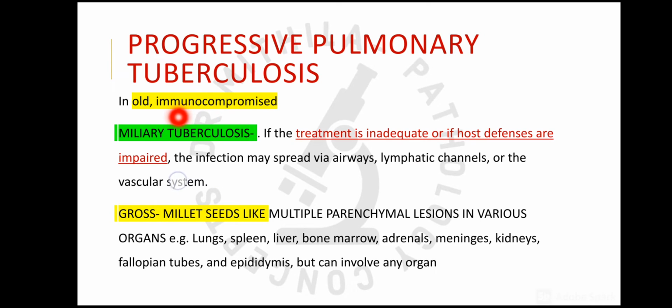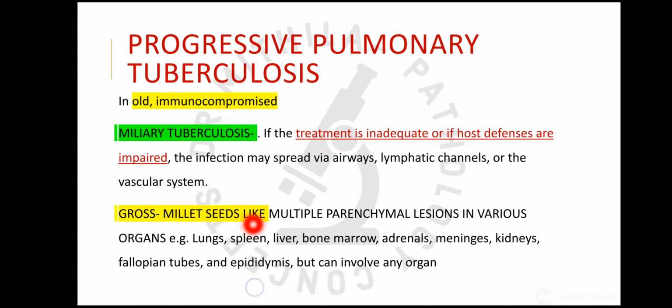Then progressive pulmonary TB, it is seen in old and immunocompromised individuals where the TB spreads beyond the lung to other parts of the body. Then miliary tuberculosis, in this, if the treatment is inadequate or if the host defenses are impaired, then infection will spread by airways, lymphatic channels, so that will cause this miliary TB.